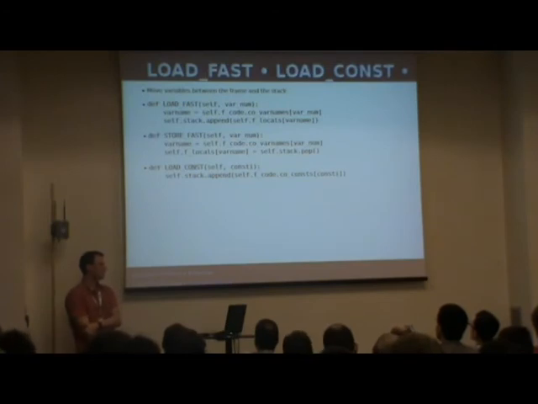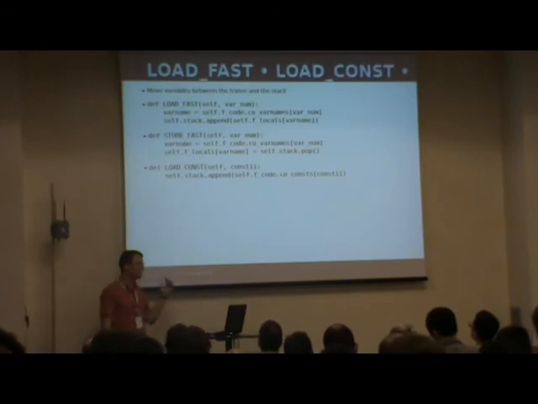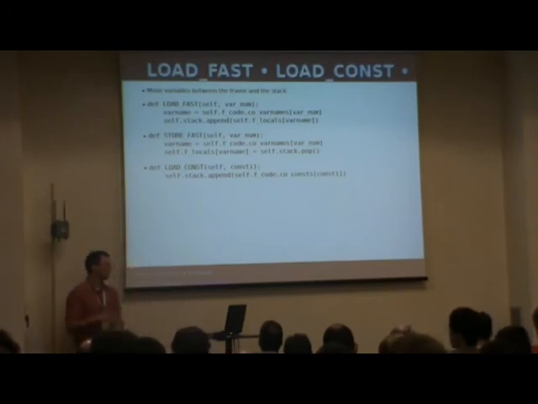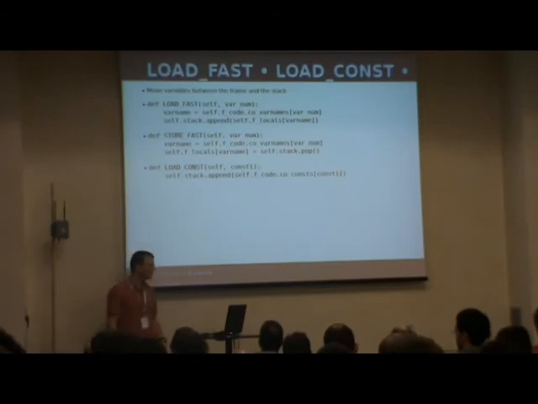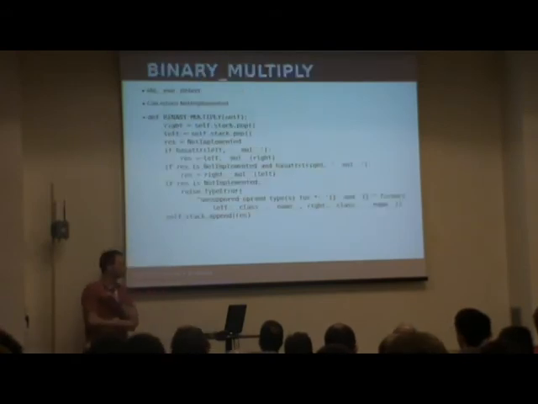There's the simple ones. Load fast, store fast. We need to look at the arguments or integers. So we need to look up in the right range, in this case, the names, and put them from the stack onto the locals dictionary all the way around. Load const needs to look up in the constants array. That's all pretty straightforward.